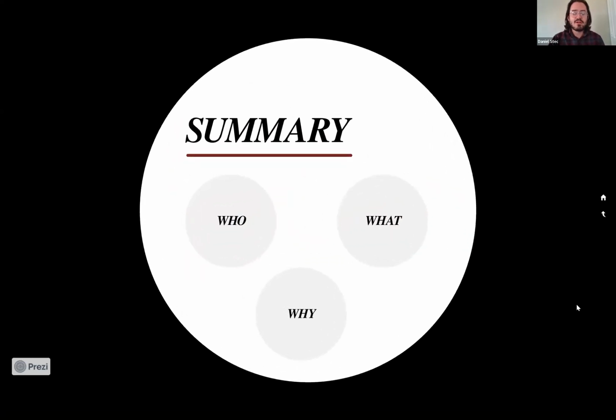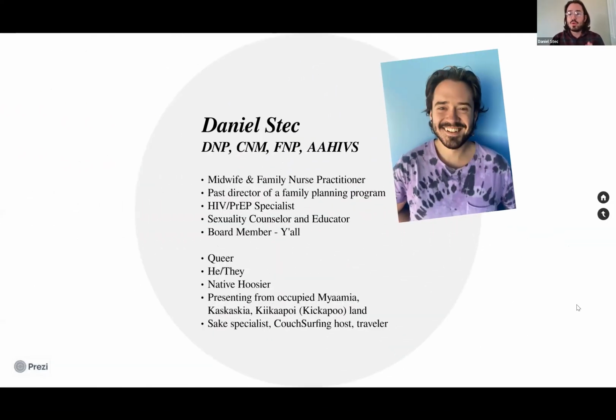Give you a little bit more background on myself, just so you know where I'm coming from and the viewpoint that I come from as well. So as she mentioned, I'm a midwife and family nurse practitioner. I worked for several years in clinical practice, doing primarily gynecologic and reproductive health care, including all forms of birth control. I then moved into a family planning director role, where I worked with nurse practitioners and nurses in various settings around central Indiana, related to family planning services and birth control access.